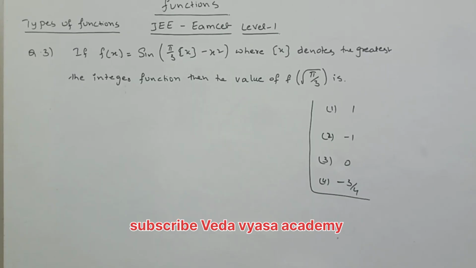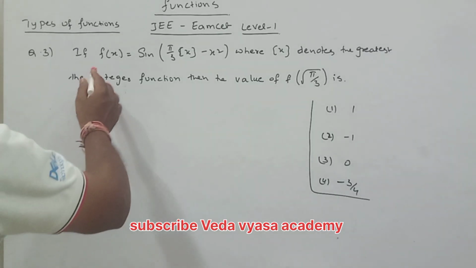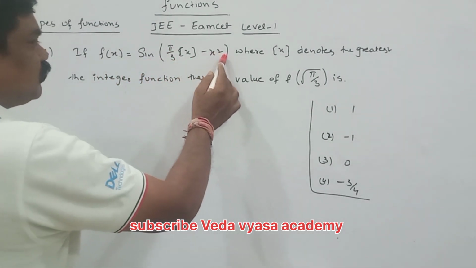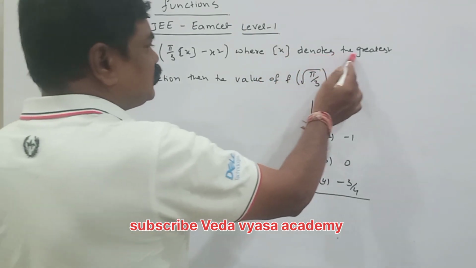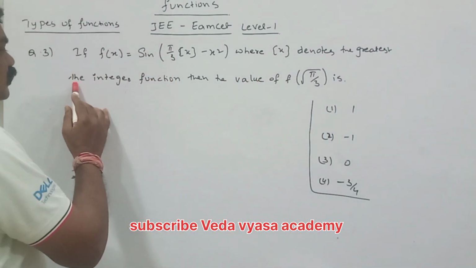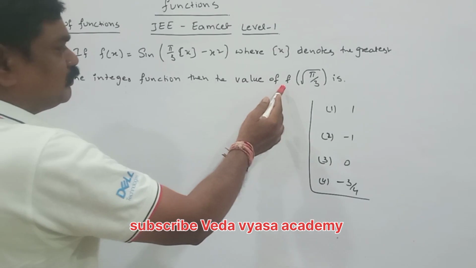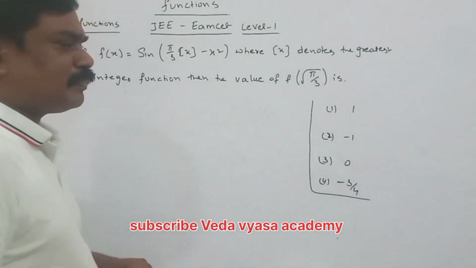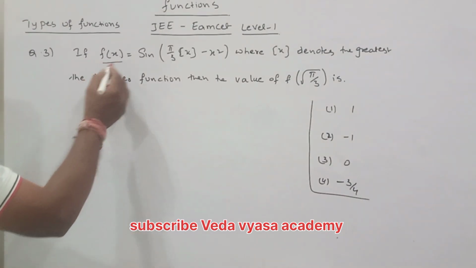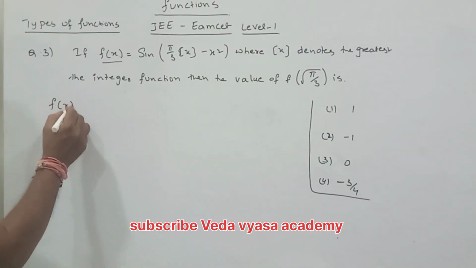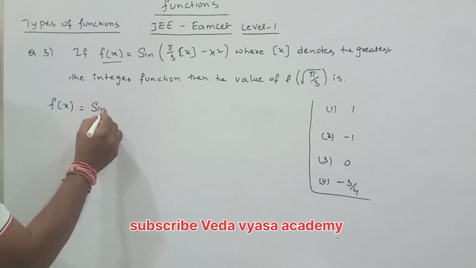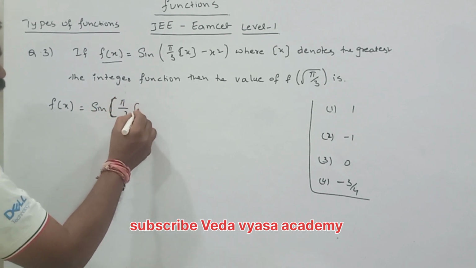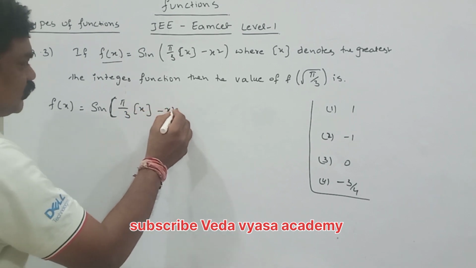Dear viewers, we have the problem. If f of x is equal to sine of pi by 3 times step x minus x square, where step x denotes the greatest integer function, then the value of f of root over pi by 3 is. So here f of x is equal to sine of pi by 3 of step x minus x square.